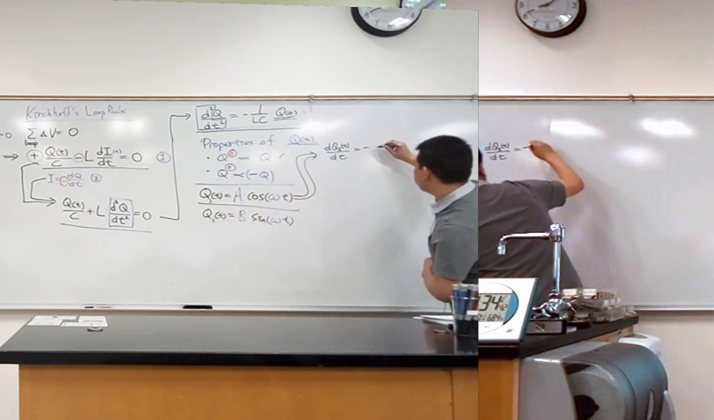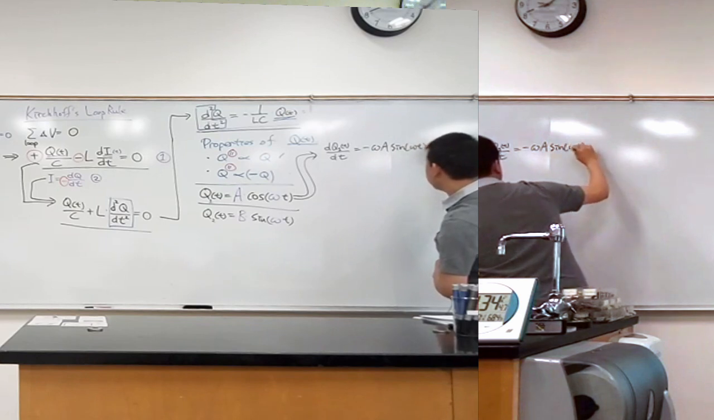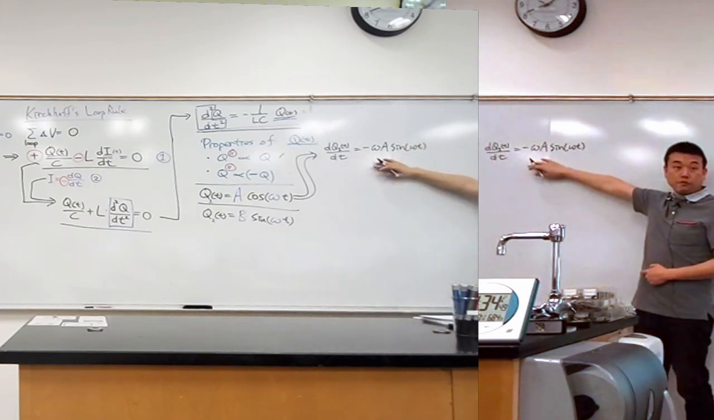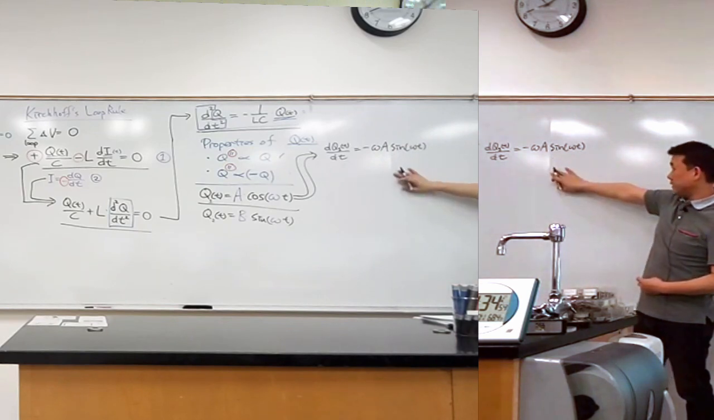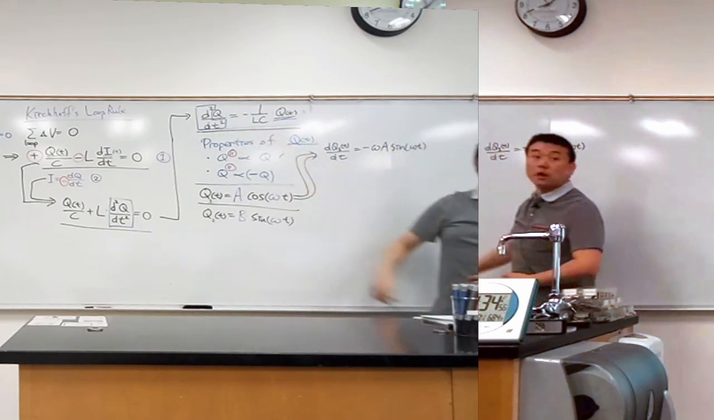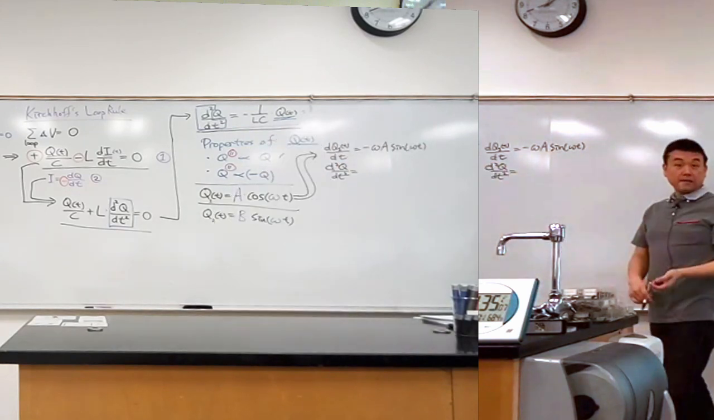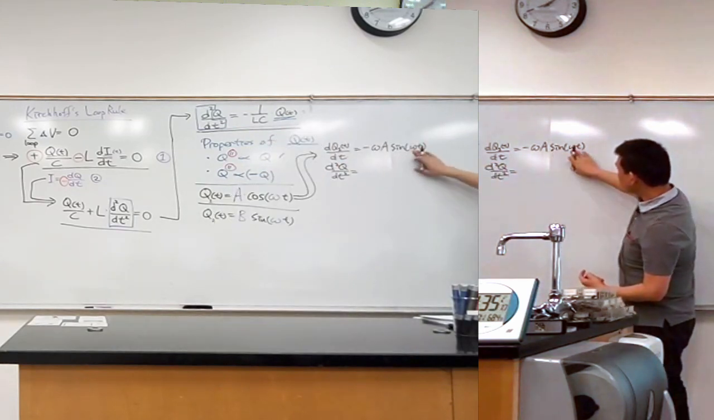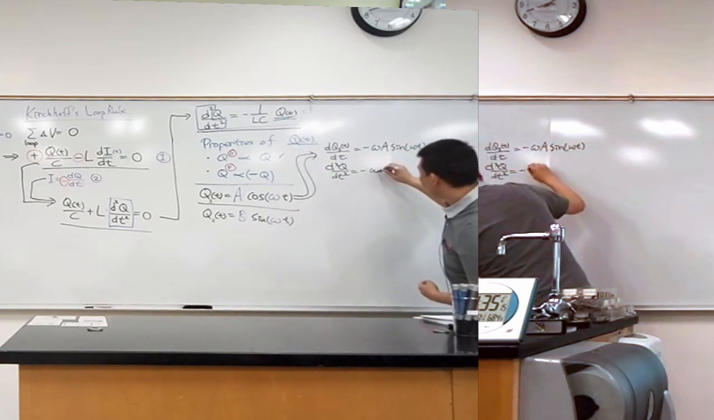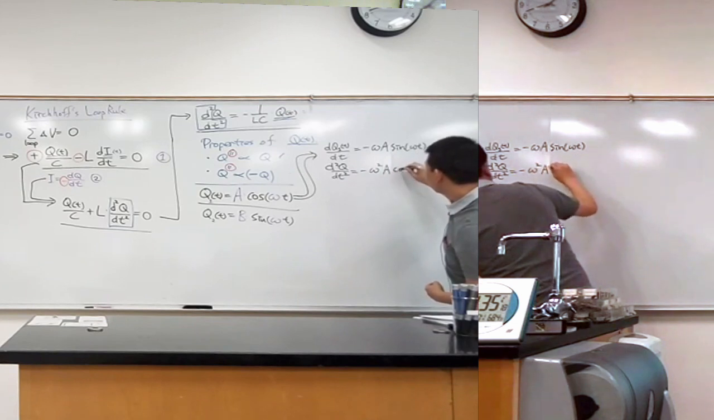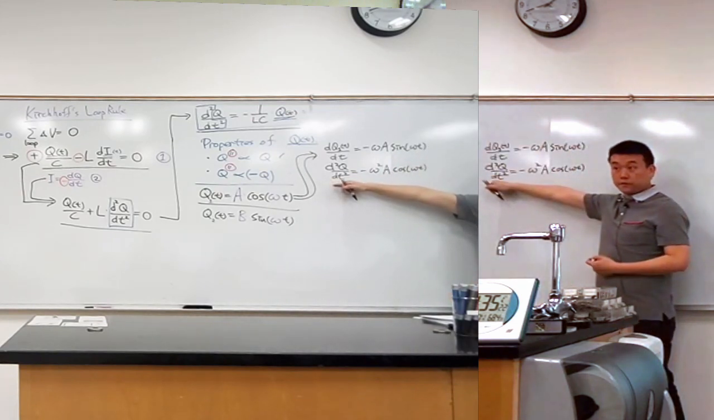So it becomes minus omega a sine of omega t. And this is what most of you were thinking when you were suggesting that a trigonometric function might work. Let's take another derivative. My differential equation deals with a double derivative. So taking another derivative of sine is cosine, and the derivative of the inside brings out another factor of omega. So I get minus omega squared a cosine of omega t is the double time derivative of q of t.